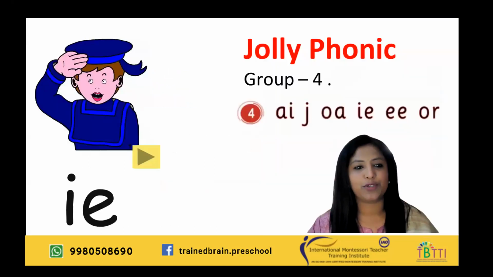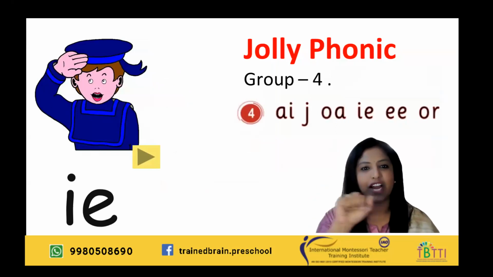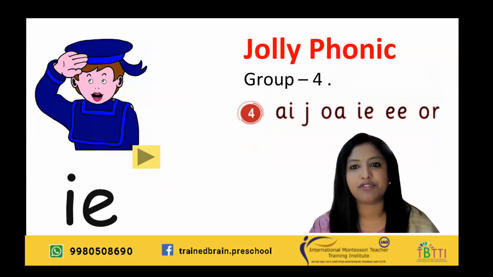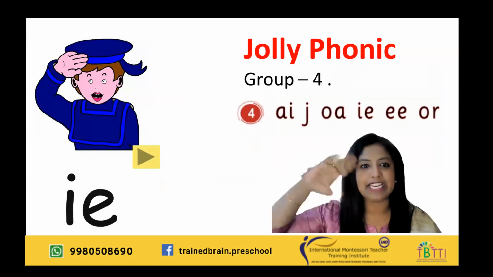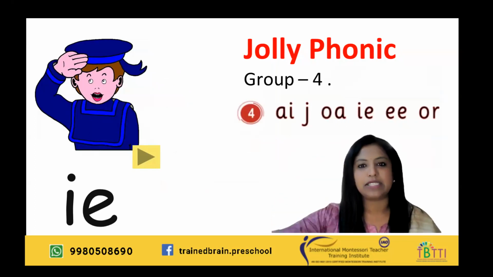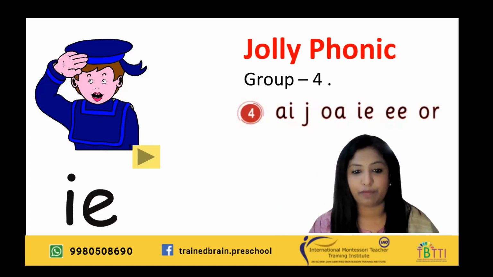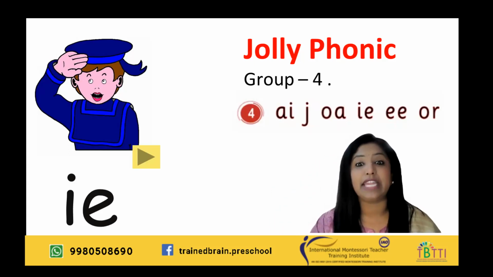Okay, so what do you see here? Do you see a flashcard there? Do you see an action? So it's the sailor's uniform. And what is the sailor trying to do? He's trying to salute, right? So every time you do this saluting, you say I, I, I. So this is the action that we would be following. So we see I and E together. And that's the fourth sound of our Jolly Phonics group 4.